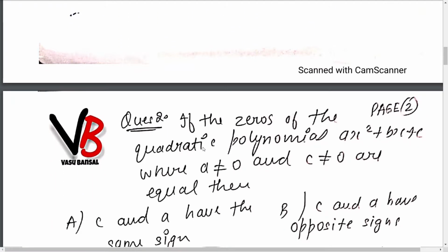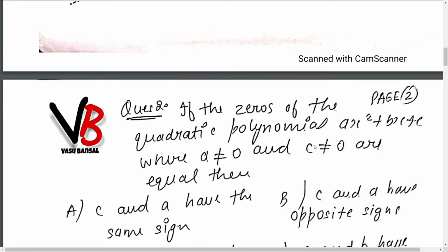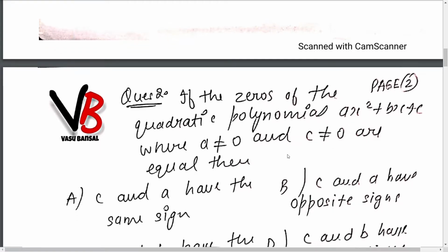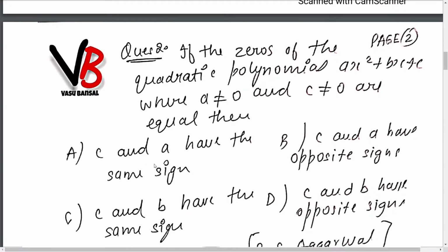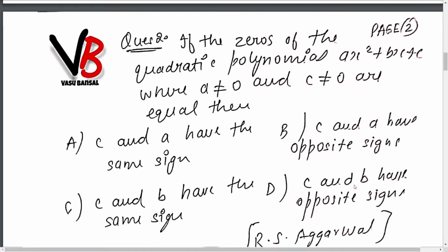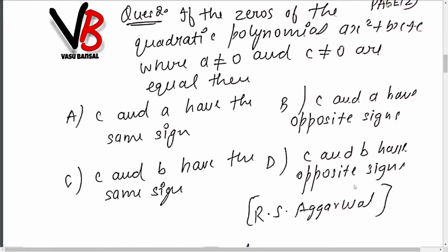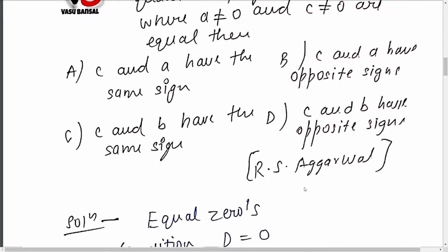The next question is, if the zeros of the quadratic polynomial ax^2 + bx + c, where a is not equal to 0, this is obvious because it is a quadratic polynomial, and c is also not equal to 0, are equal, the roots are equal, then you need to choose one of these 4 options. C and a have same sign, C and a have opposite sign, C and b have same sign or opposite sign. So this question is from your R.S. Agarwal book.